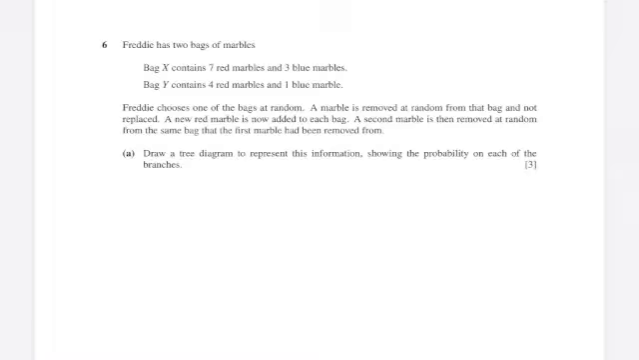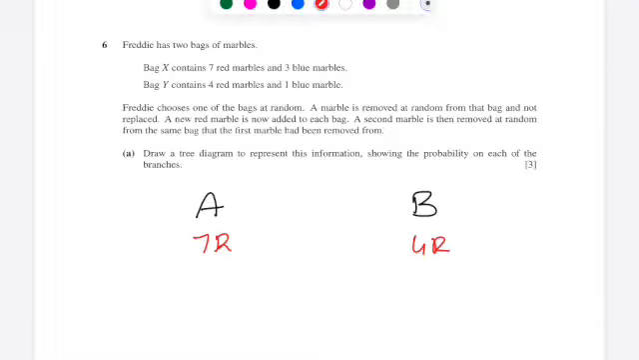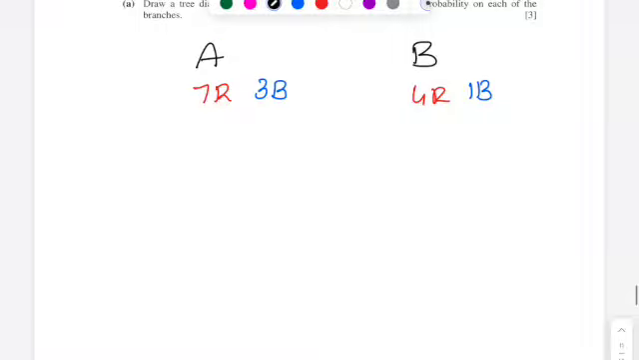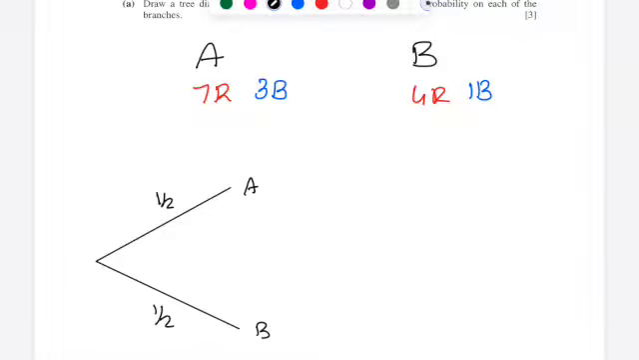The composition of marbles in bag A and bag B is being given. Bag A has 7 red, whereas bag B has 4 red. Bag A has 3 blue, bag B has 1 blue. Freddy chooses one bag at random, so it can be bag A or bag B. The probability is 1 upon 2 and 1 upon 2.